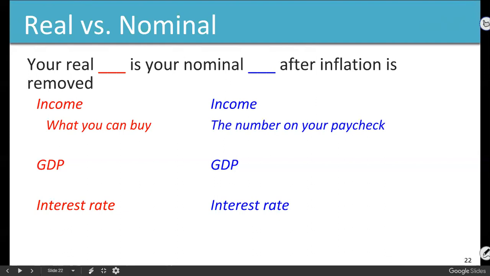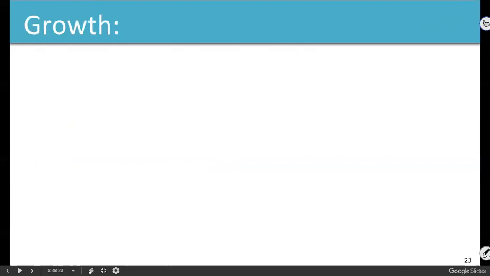Nominal is what it is by name. Your nominal interest rate is the sticker hanging on the sign on the door of the bank when you go in there. But when you end up paying, it's going to be a little bit different. GDP is the number they report on the news. Income is the number on the front of your paycheck.